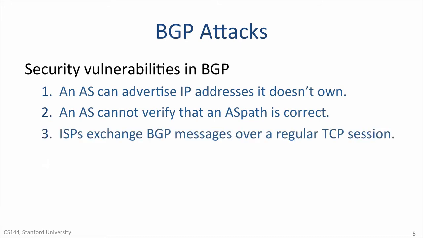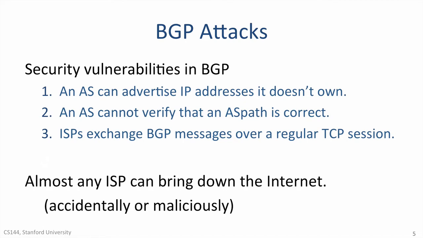ISPs exchange BGP messages over a regular TCP session. If an attacker is able to take over the TCP session or inject packets into the session undetected, then it can cause incorrect AS paths to be advertised and can hijack portions of the address space.